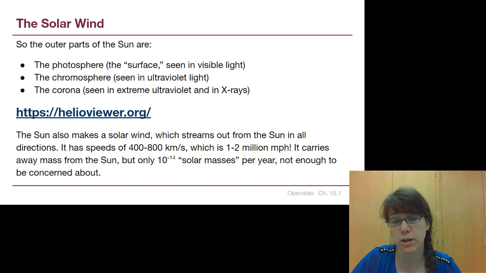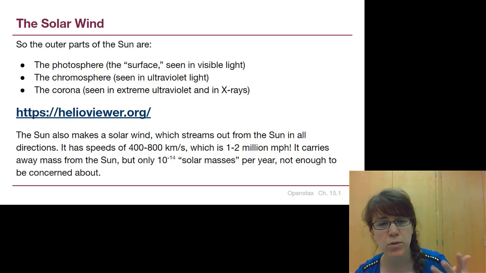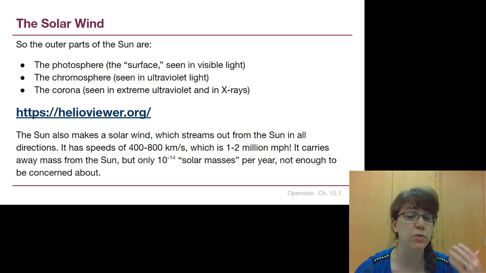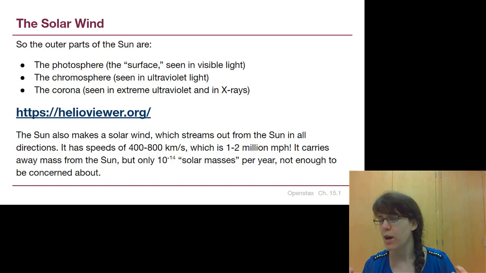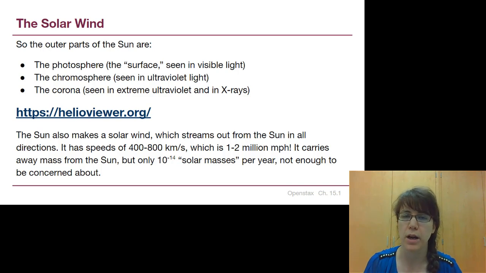Now, the sun also makes what's called the solar wind, which we mentioned very briefly when we talked about comets. It's the reason why comet tails point away from the sun. But that solar wind, although it moves very, very fast, by the time it gets to the Earth, it's moving at 1 to 2 million miles per hour. It doesn't have all that much material. It's taking less than 100 trillionth of a sun every year out.